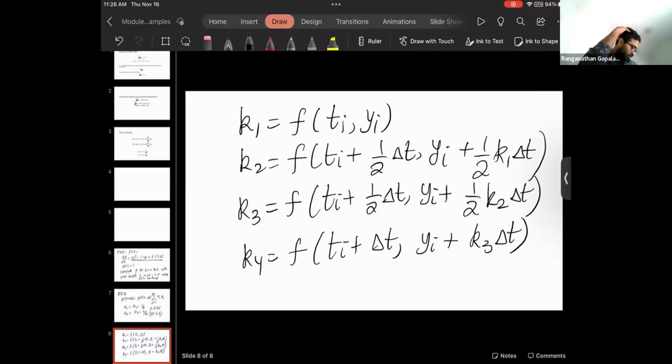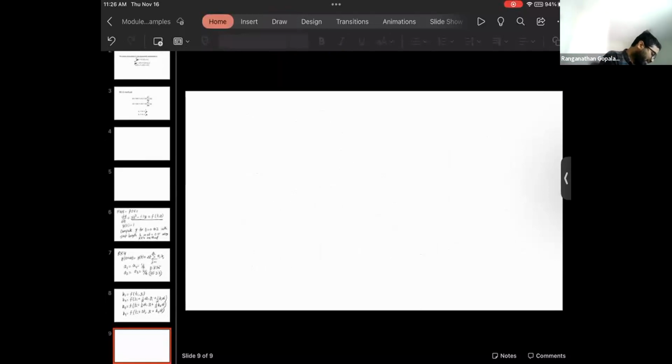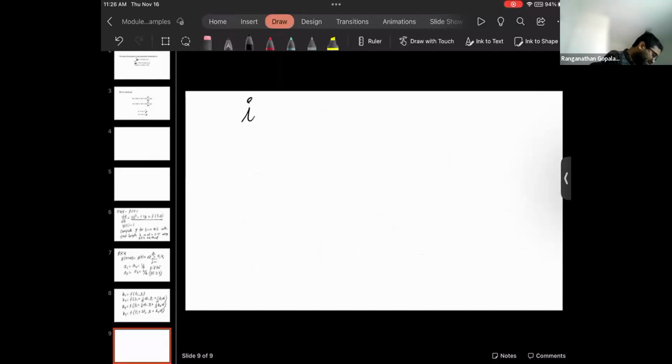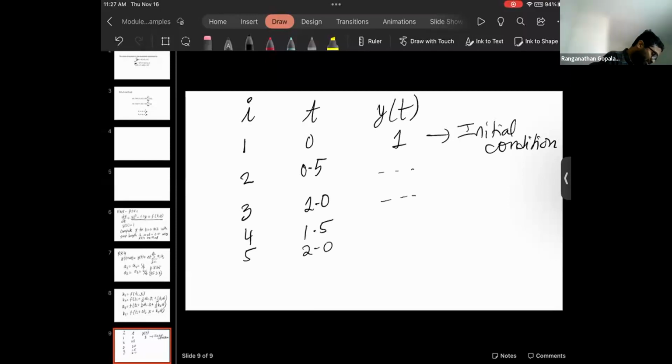Okay. So the next step is for us to make a table of time. We'll start with i, time, y of t. When i is 1, time is 0, y of t is 1. This is nothing but your initial condition, just stating the first step. And then i is 2, time is 0.5; 3, 1.0; 4, 1.5; 5, 2.0. And we want to fill out these values using our calculation. That is our end goal.